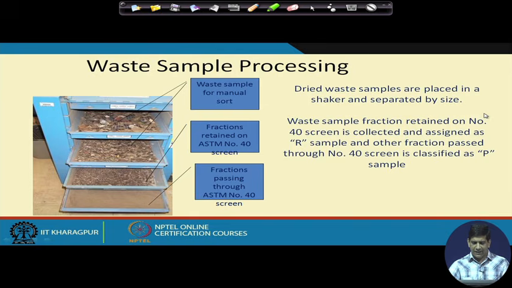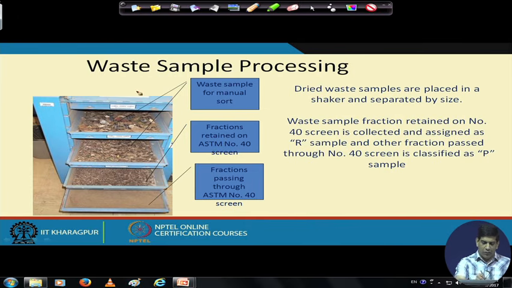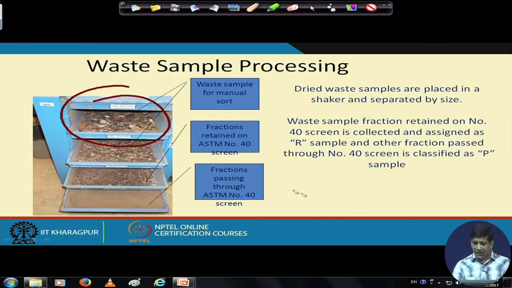You saw the picture of how the waste is collected. After waste collection, this is how the sample is processed. We dry the sample, so we put it in an oven and dry it. After drying the sample, we shake it. This is the number 40 screen. Whatever is passing through 40 and whatever is retained on 40, we take both, and then we grind all these samples.